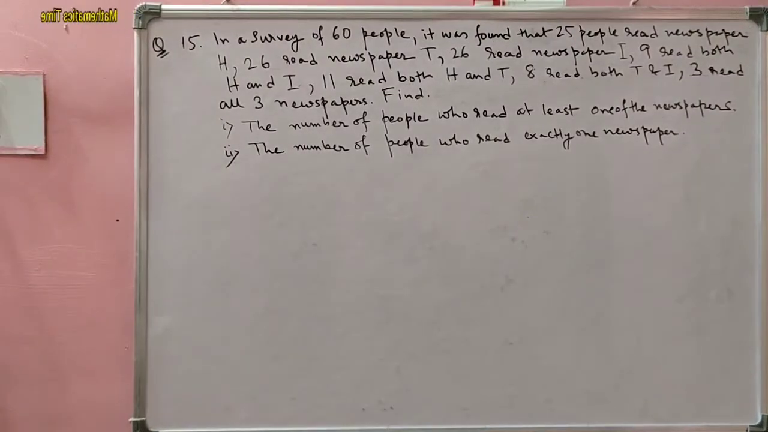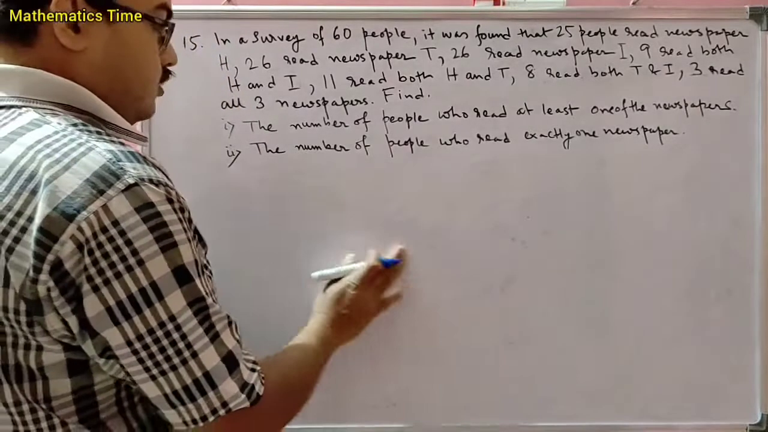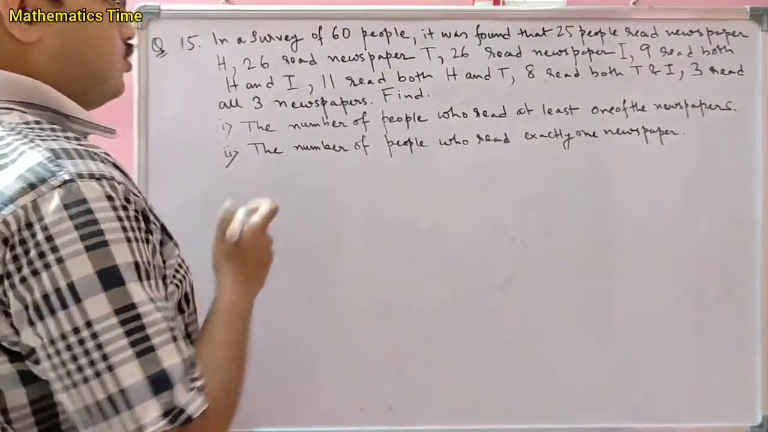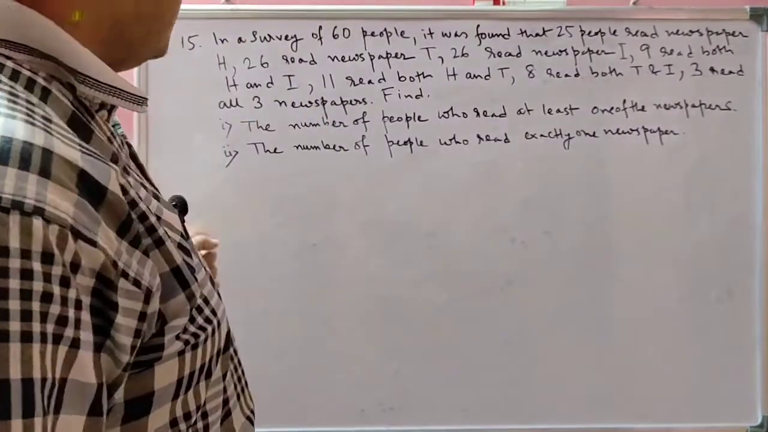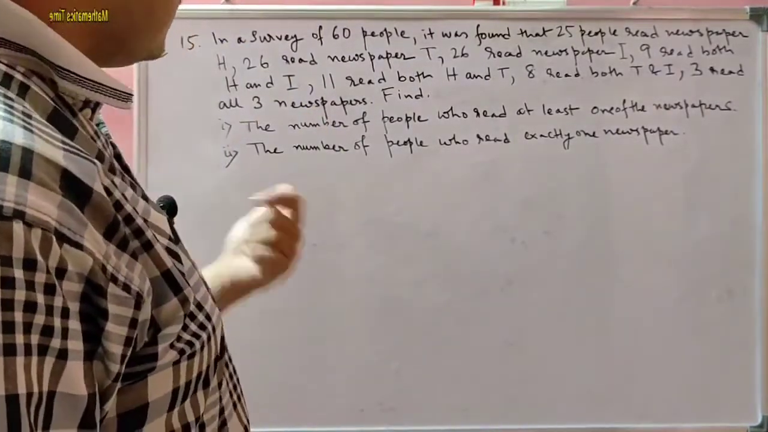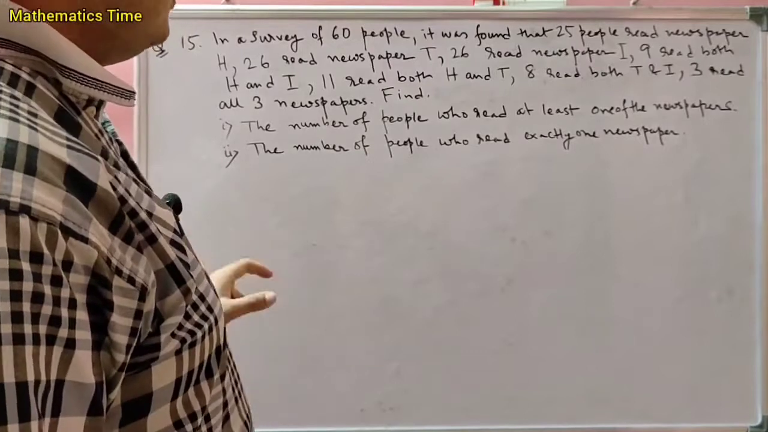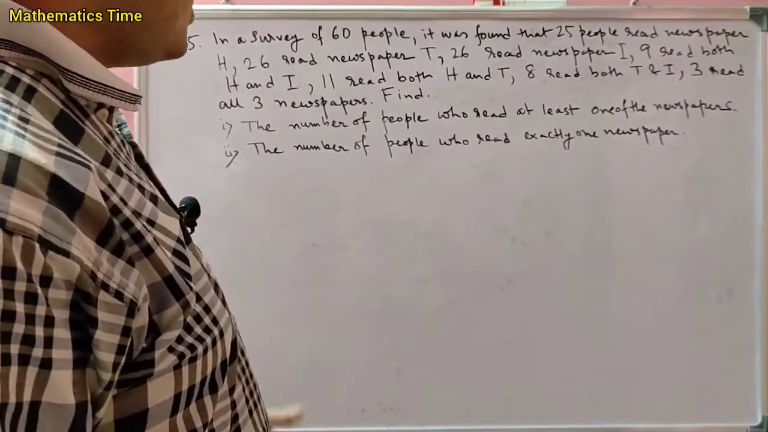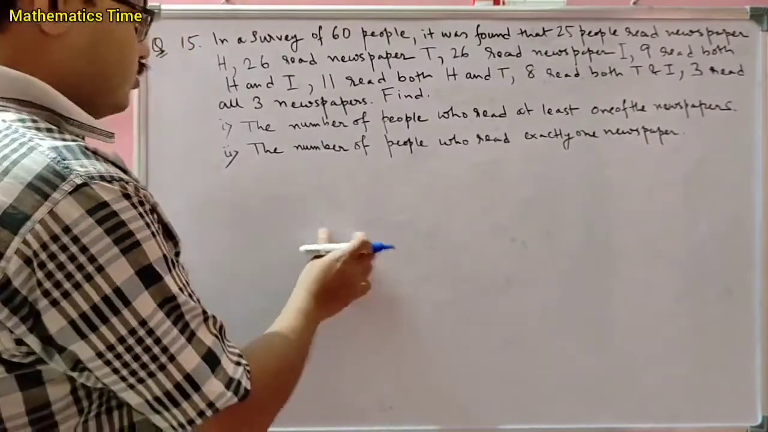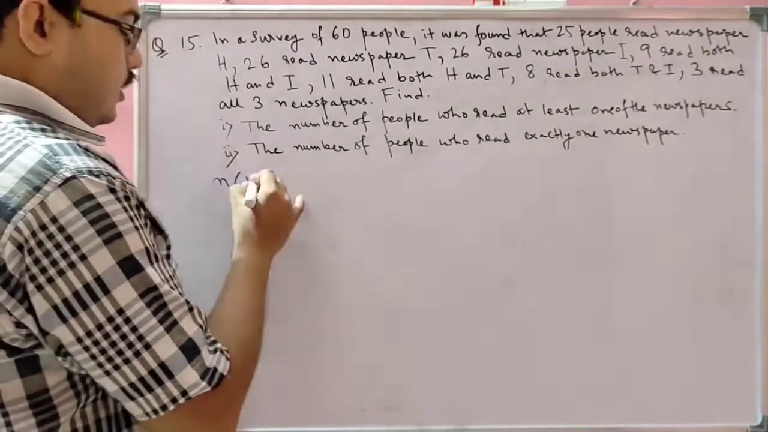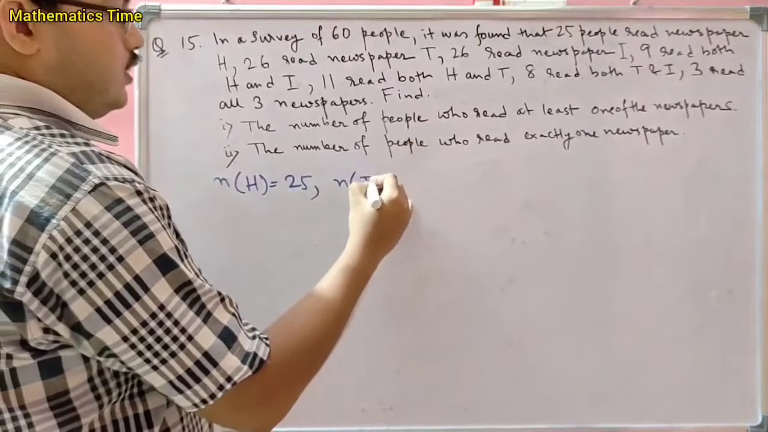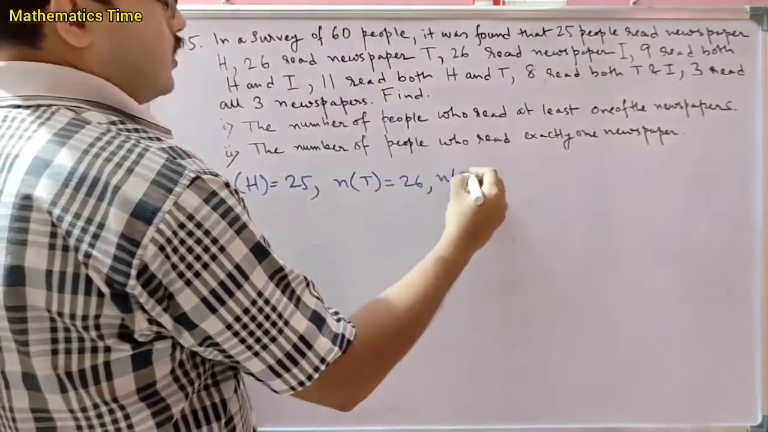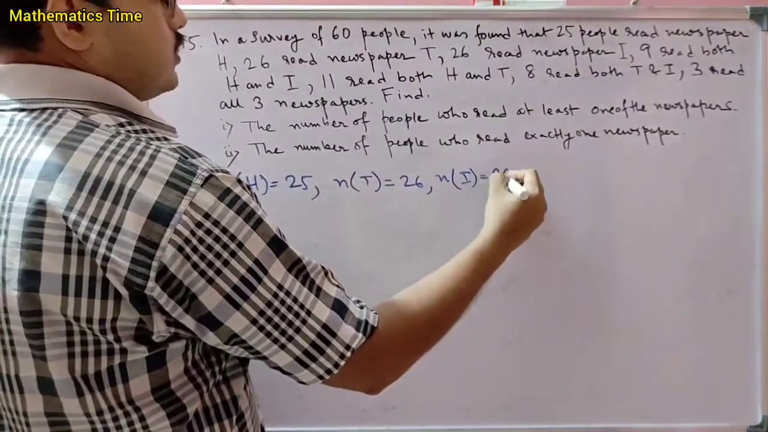Now the same problem we are doing in another method, by mathematical formulas. So in here, let us consider that H, T and I denote the sets of people who read H, T and I newspaper respectively. The number of people reading H is given as 25, the number of people reading T is 26, the number of people reading I is given as 26 again.